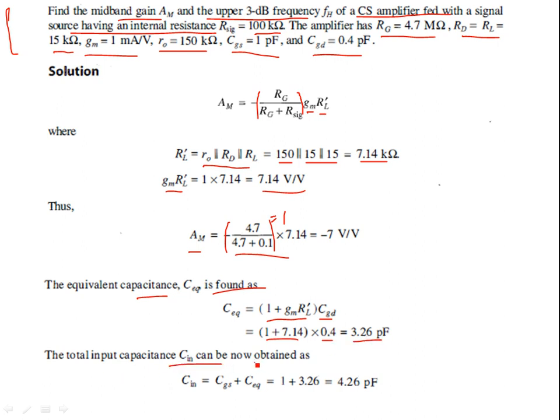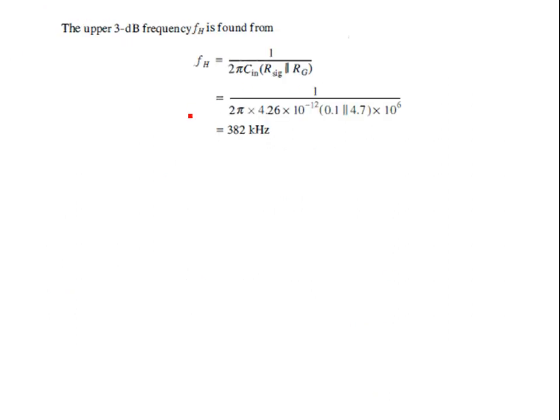The total input capacitance around FH is now given as CGS plus the equivalent. CGS is given as 1 picofarad, so this is 4.26 picofarads. So the corner frequency is determined by C in multiplied by R in. This R signal prime, since RG is much larger, you can neglect that. This will be of the order of R signal, so 0.1 in parallel with 4.7, and this comes out to be 382 kilohertz. This is your corner frequency at which the response falls off 3 dB from the midband gain. This is the frequency where the voltage gain falls off 3 dB of the midband gain.